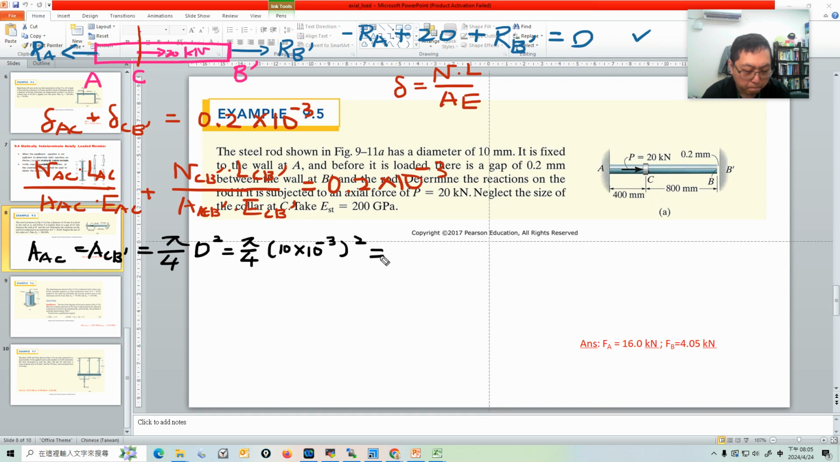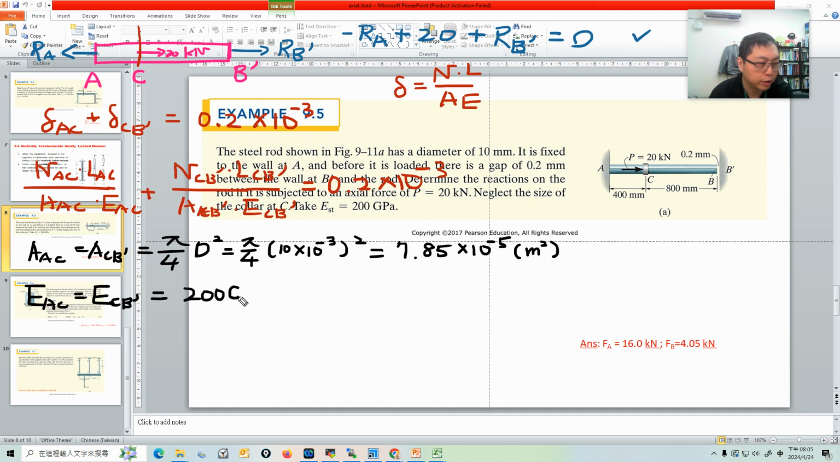So it's 7.85 × 10⁻⁵ m squared. That's first. And E_AC and E_CB are the same, because they're the same rod. So these two sections will have the same modulus, 200 gigapascals, that means 200 × 10⁹. And L_AC and L_CB prime, do we know the information yet?